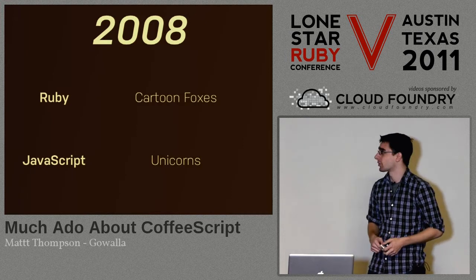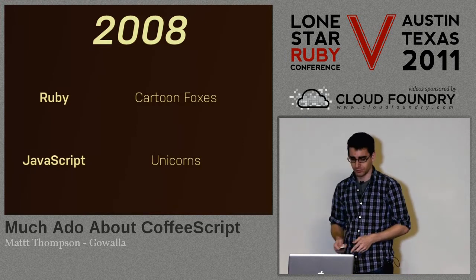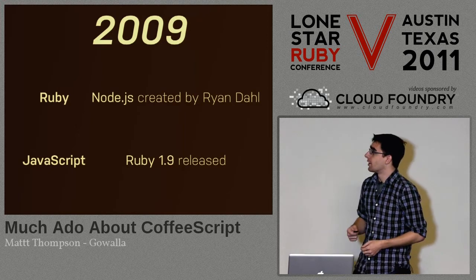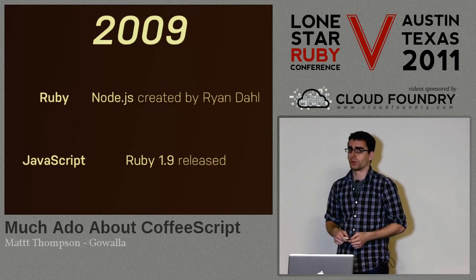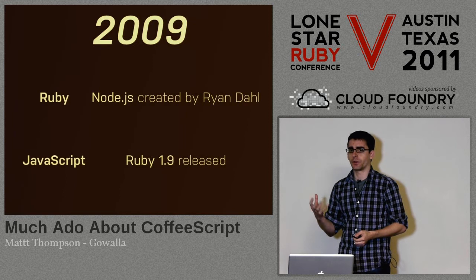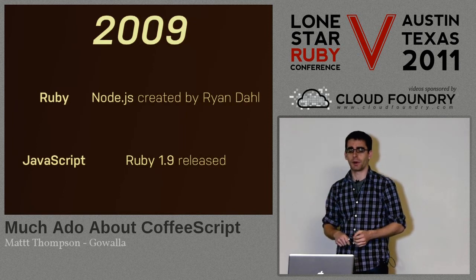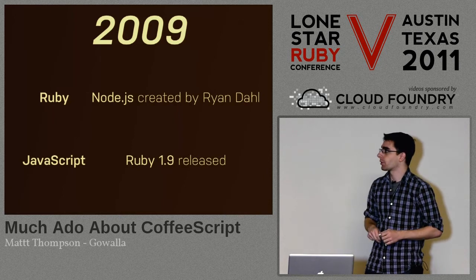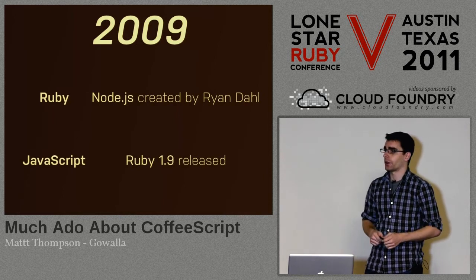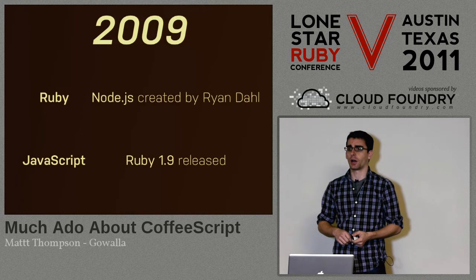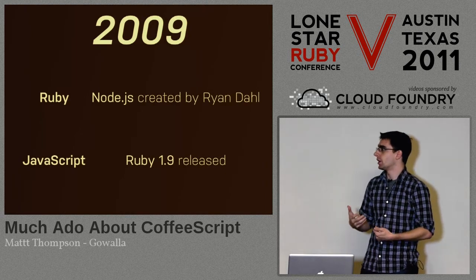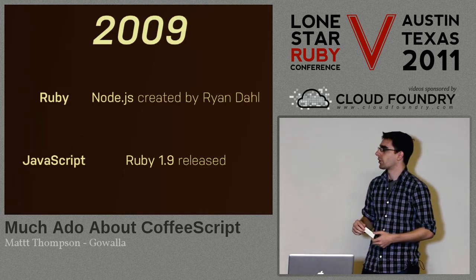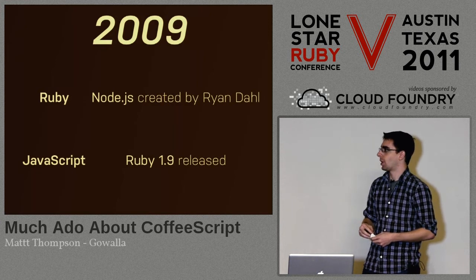2008, nothing happens. Cartoon foxes on one, unicorns on the other. Nothing to say. 2009, Node.js makes its arrival. So we have this V8 thing that's gifted to us from the powers that be, and now we start running JavaScript on our machines. Crazy, unbelievable, not in the browser. Node.js takes advantage of that and quickly becomes a very hot topic, a way of doing invented web development, and it's still amazingly popular.